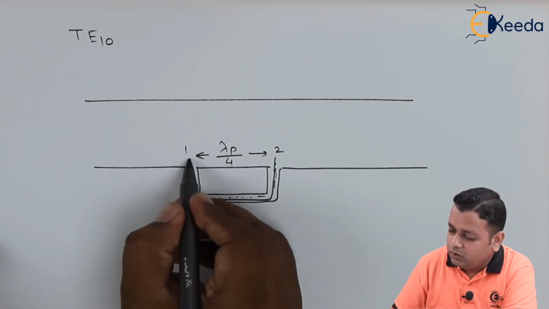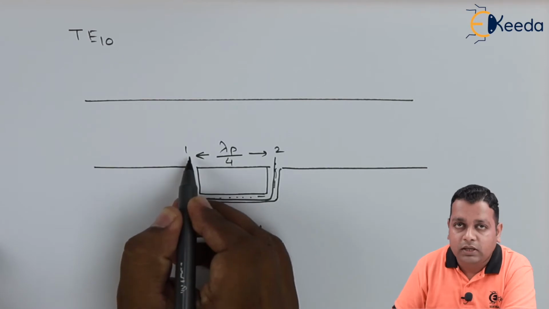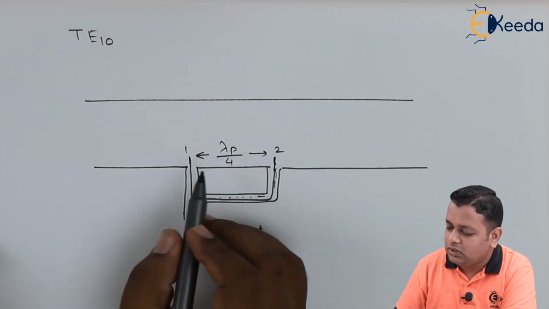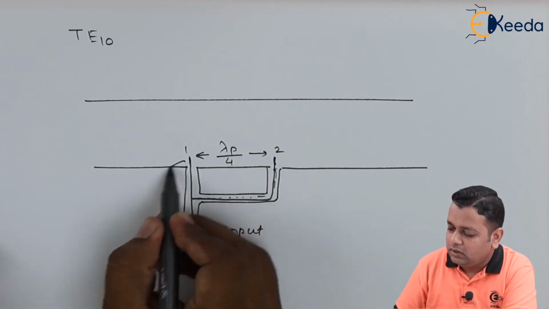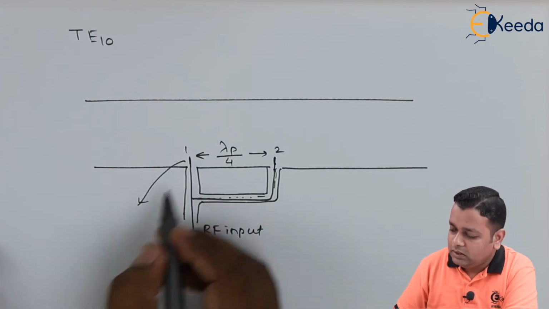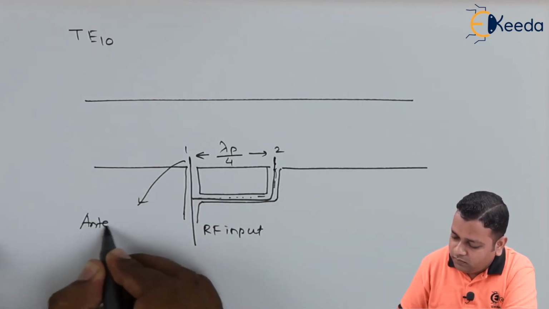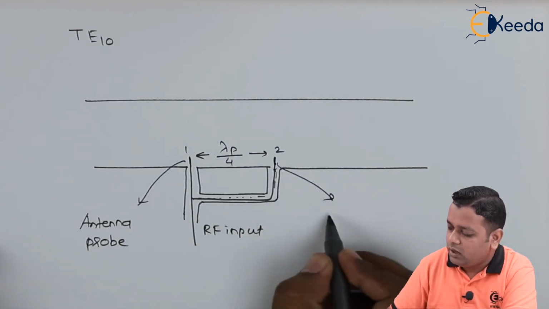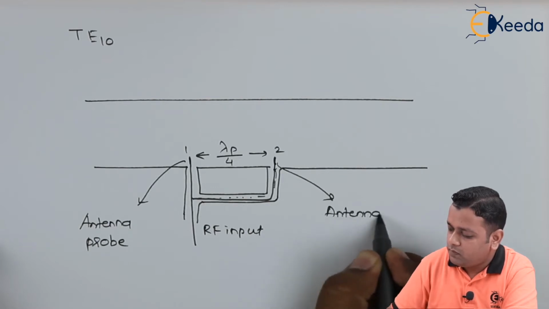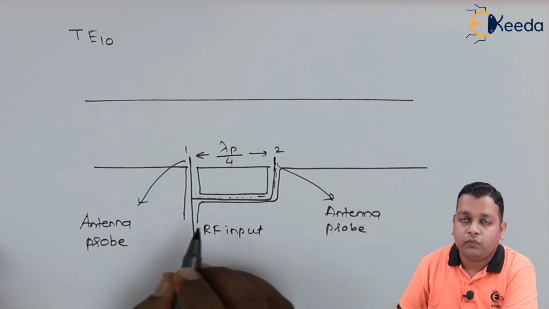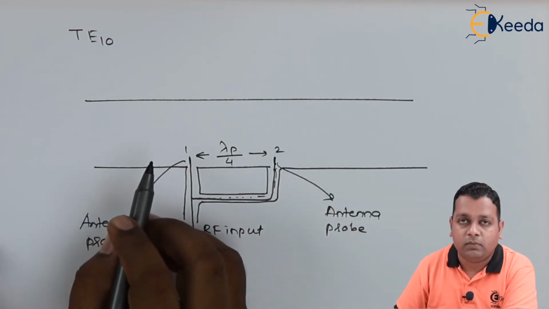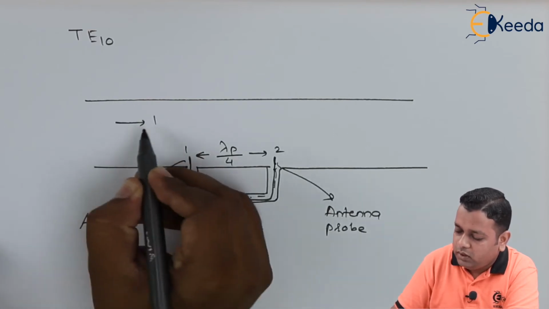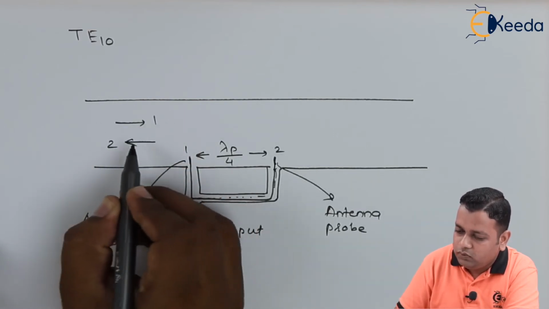Now this particular opening has a certain depth inside the cavity, and the distance with respect to the other probe also has to be maintained to see the maximum efficiency of operation here. So this is nothing but the antenna probe. This is also another antenna probe. We have 1 and 2 given as the numbers here.